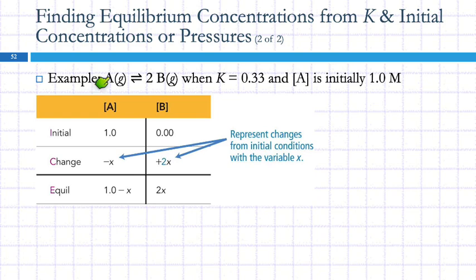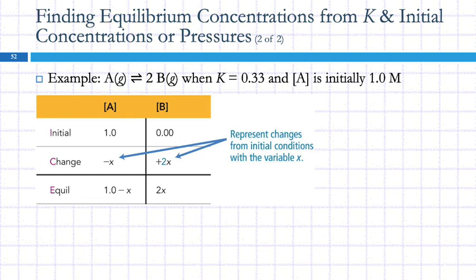So A is going to decrease by x amount. We don't know what that is. And B is going to increase by 2x. Right? Because for every one of these that you break down, you form 2 of those. So that's why we have a 2 here. Everybody with me? So then we're going to take the initial plus the change, and we're going to get the equilibrium concentration, except it's not a concentration, it's just a thing in terms of x. All right?